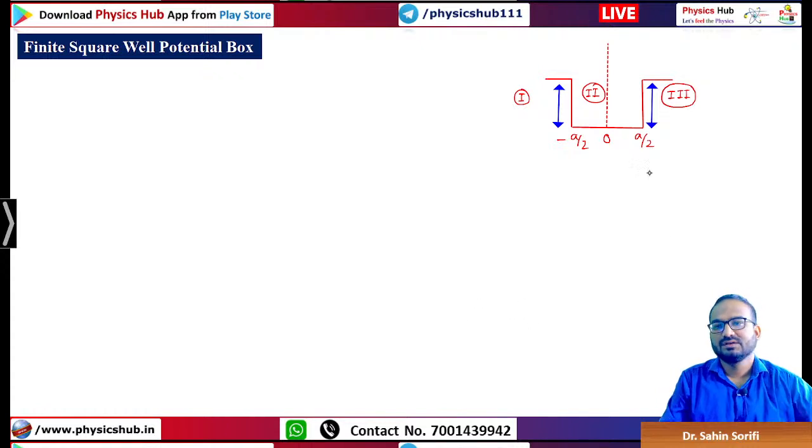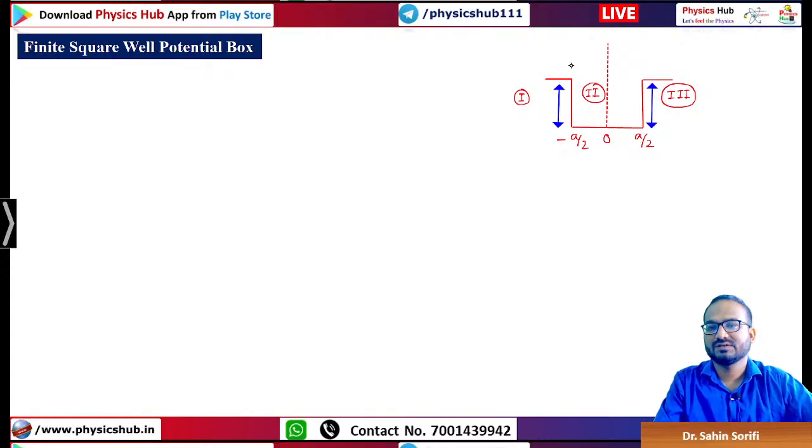So this is a one-dimensional finite square well potential box. Why is it finite? Because the potential is not infinite. It has a finite value, a finite value of V naught. This is V naught.